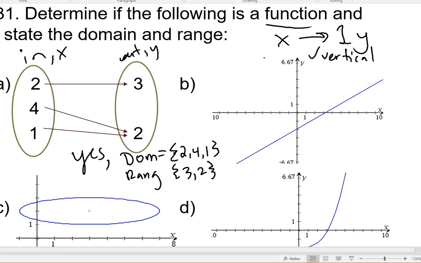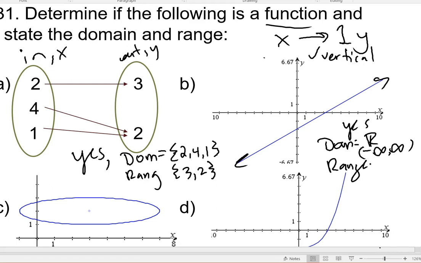On B, this is a line. A line is a function. If I draw vertical lines, they only cross once. This is a function. What is the domain? This goes left forever, right forever. All real numbers. Or you could put negative infinity to infinity. What is the range? It goes up forever, it goes down forever. Put all real numbers, or negative infinity to infinity.